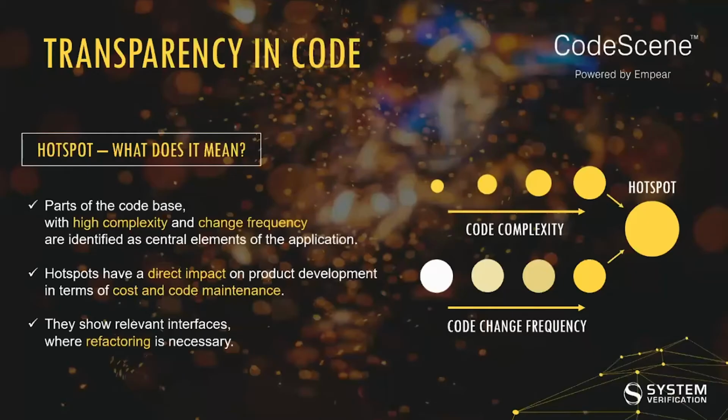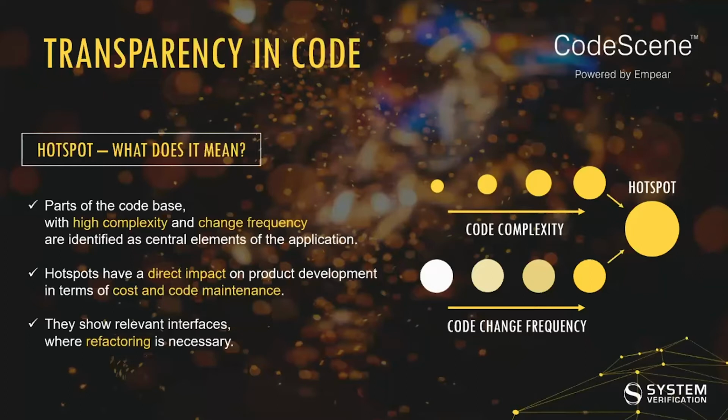Transparency in the code. So what exactly is a hotspot? I talked about it just a bit earlier, but a hotspot is really where the code complexity gets more and more over time. If the code complexity gets more and more over time, it will also be more cumbersome and more difficult to change that part of the code later.